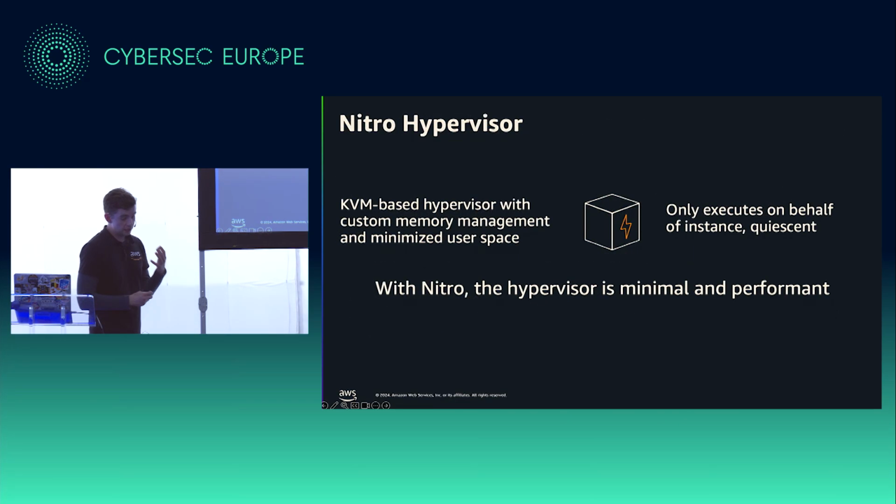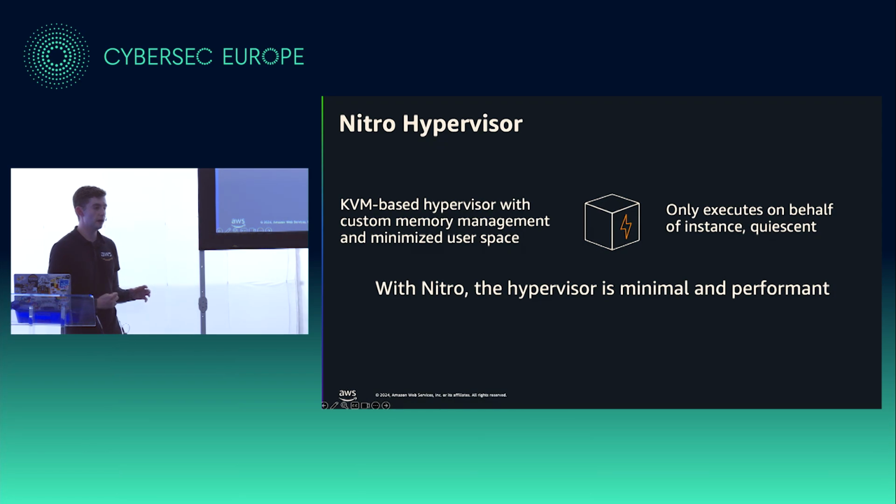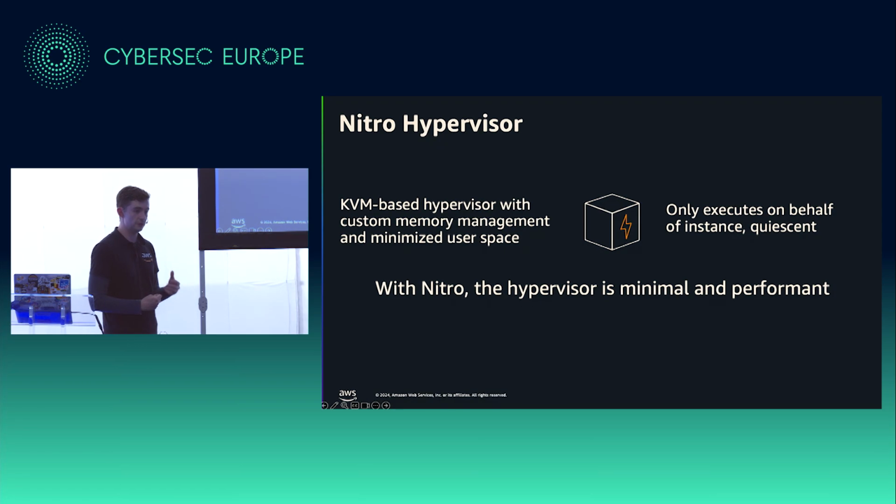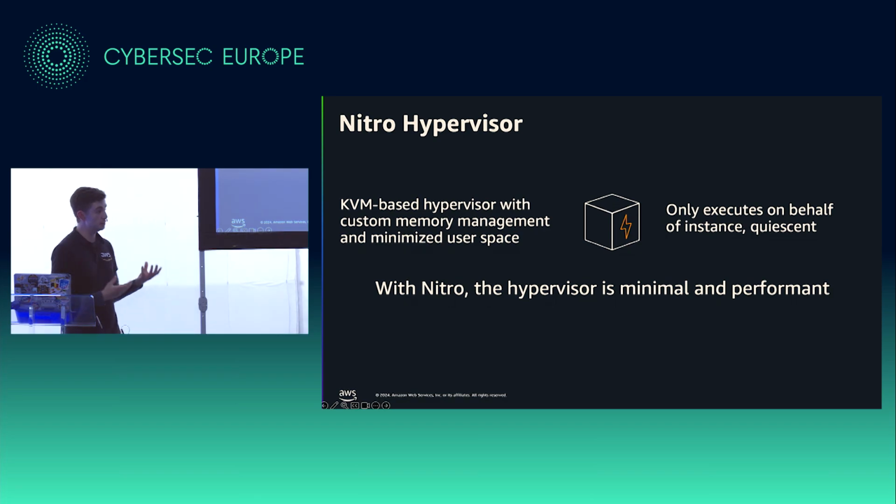And as I mentioned, the Nitro hypervisor is a bare minimum. It's only ever executing on behalf of the requests that are made to it. It is what we say quiescent, which is a word I did have to look up. It is quiet. It is minimally chatty. It only does things when it needs to. And we found this to be minimal and performant.